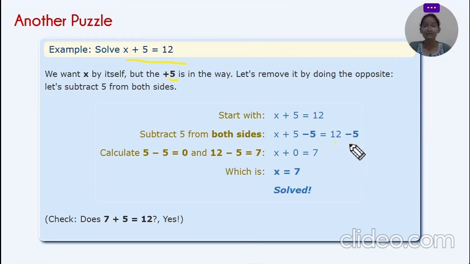So here it will be x plus 5 minus 5, and this will be 12 minus 5. After calculating these values, we will get x plus 0 equals 7, and hence x will be equal to 7 only.